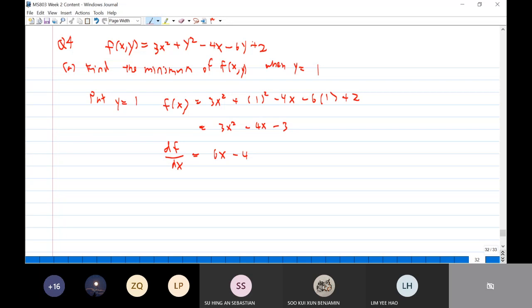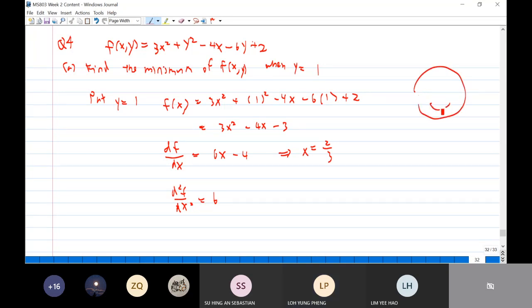Okay, so you find that to find the minimal, you need to get x equal to 2/3 now. So when x equal to 2/3, what is the minimal value now? Is this minimal? How do we know this is minimal? So you differentiate another time. If it is positive, it is a minimum, and if negative, it is a maximum.